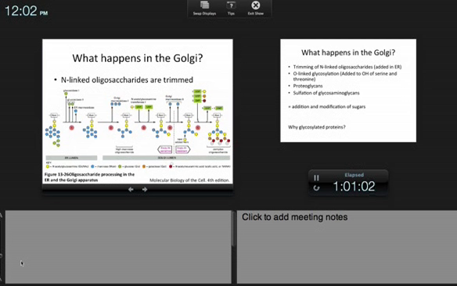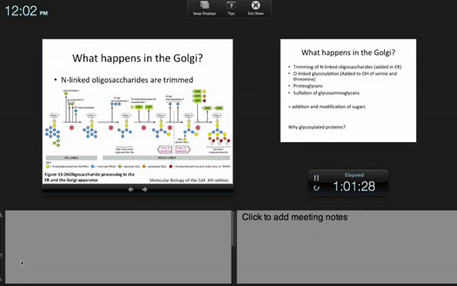Yes? What about the ER resident proteins? Right, so nothing in science is a rule. I guess something is, like the laws of thermodynamics and whatnot. But yeah, there's always an exception. The resident proteins are going to go Golgi, cis, ER.